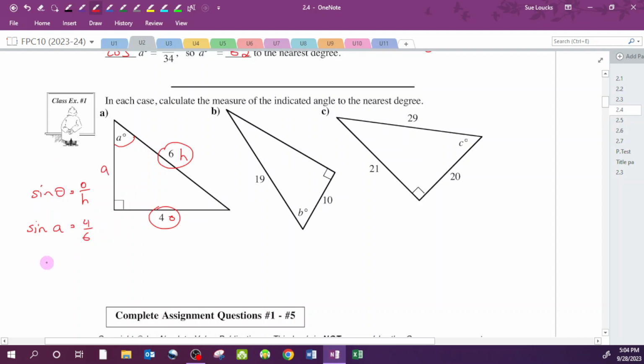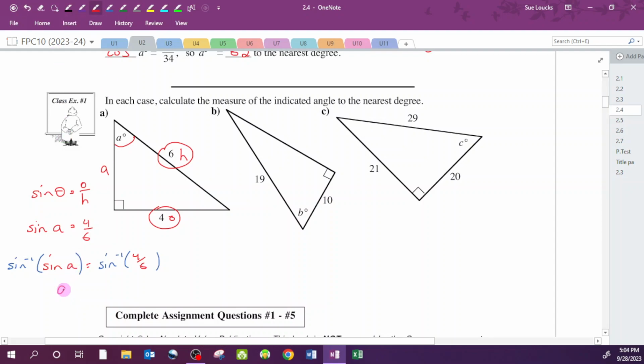And then I'm going to write this out again, sine A equals 4 over 6. And what I need to do to both sides is take the inverse sine. So sine to the minus 1 of that side is going to be sine to the minus 1 of what was on the right side, which is 4 over 6. So you can see I've added the blue. I've done sine to the minus 1 on the left side and sine to the minus 1 on the right side. So what I have remaining on the left side is just A.